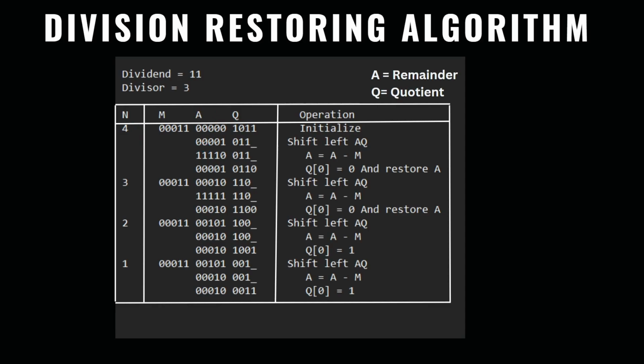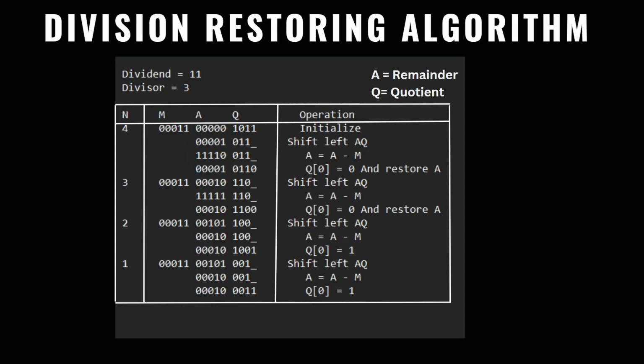We'll perform the first operation, which is shifting left of A and Q, and then we will subtract M from A. So here we will use the 2's complement of M, that is 11101. So we will subtract and we will get our answer, that is 1111011. And since the MSB is 1, we will put LSB as 0, and we will restore the accumulator which was previously held.